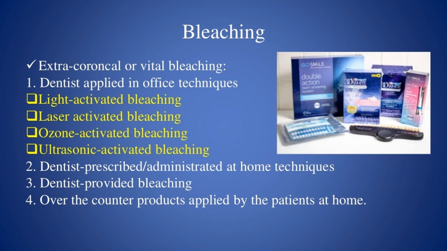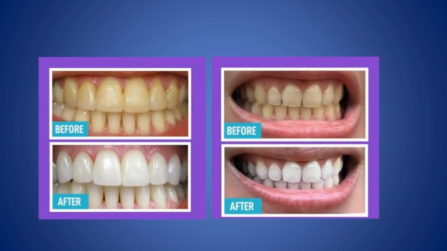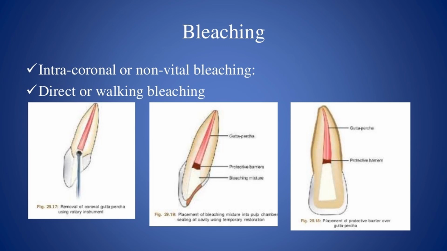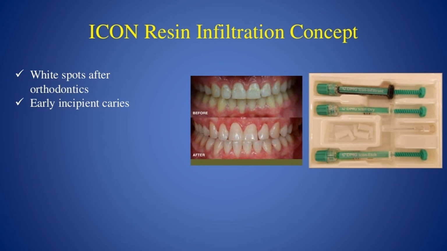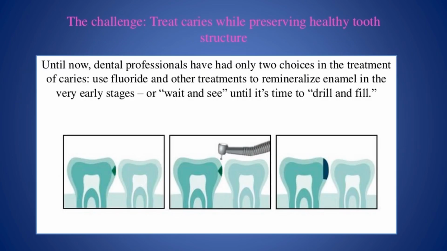50. Bleaching, extracoronal or vital bleaching. 1. Dentist applied in-office techniques: light activated bleaching, laser activated bleaching, ozone activated bleaching, ultrasonic activated bleaching. 2. Dentist prescribed/administered at-home techniques. 3. Dentist provided bleaching. 4. Over-the-counter products applied by the patients at home.